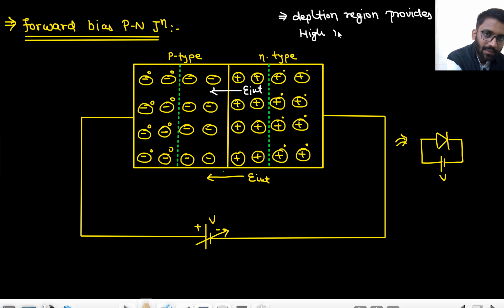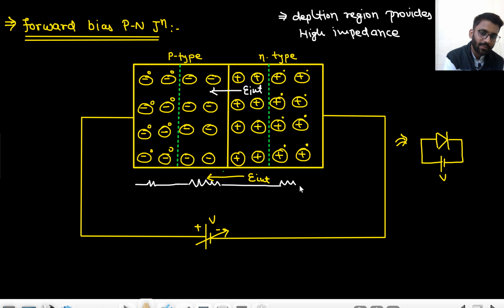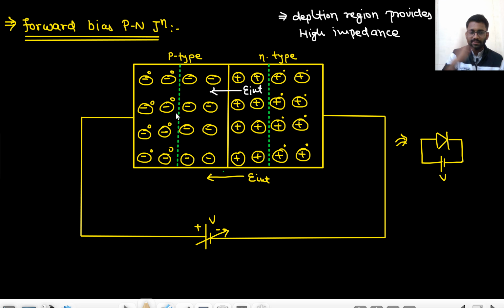High impedance. And the P type and N type regions will have lower impedance. I can show it like this: lower impedance, then this region providing high impedance, and again lower impedance. Can I show the PN junction like this? Are you getting my point? At the P type side I have some charge carriers, so it provides less impedance. In between there is very high impedance, and then again I have lesser impedance.